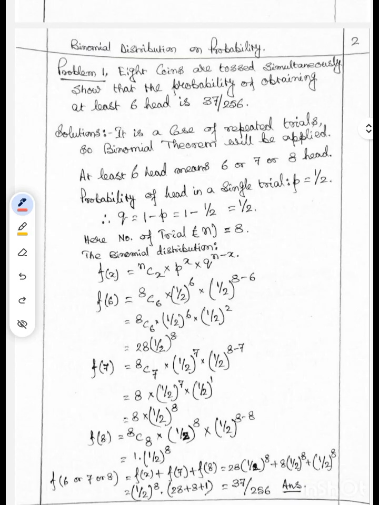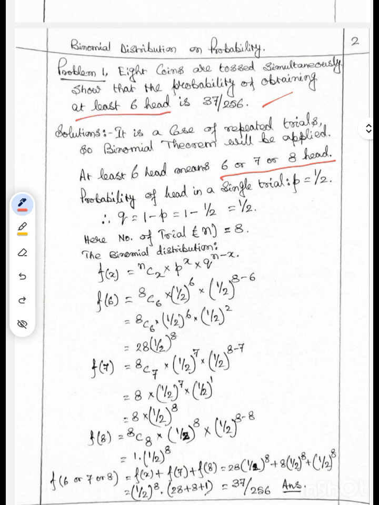This is problem number 1. 8 coins are tossed simultaneously. Show that the probability of obtaining at least 6 heads is 37 by 256. Solution. It is a case of repeated trials, so the binomial theorem will be applied. At least 6 heads means 6 or 7 or 8 heads.